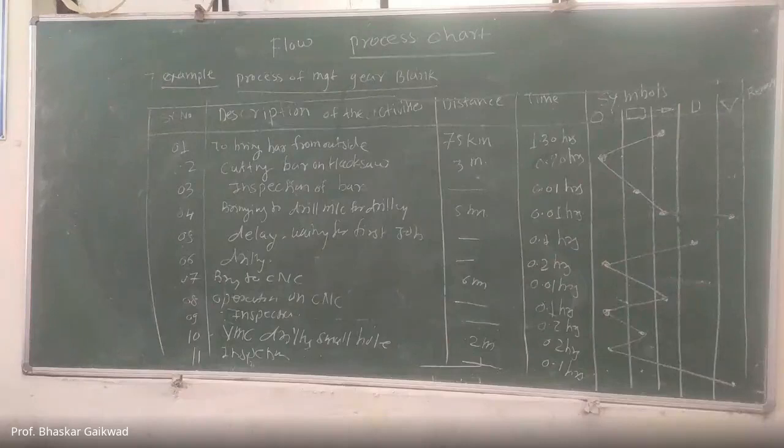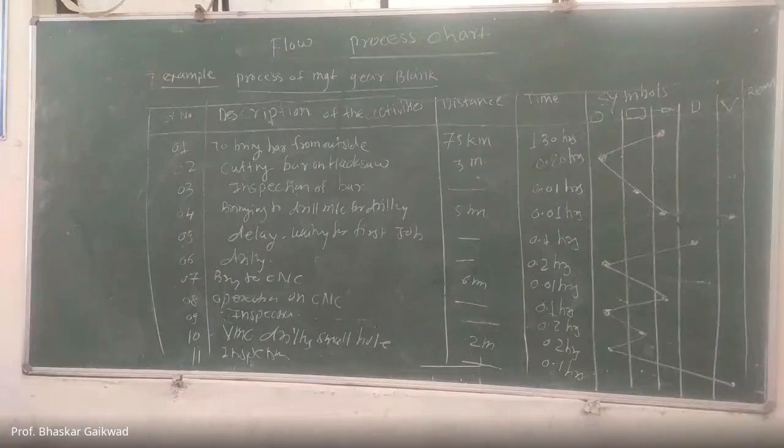So from these graphical representations, what will we actually get? Is it possible to reduce certain movement of jobs? Is it possible to reduce some unnecessary movement of the job, the delay, the operations? So through these charts, definitely you will get an idea about your job. This is the most important chart in industry, the flow process chart. A very simple chart.